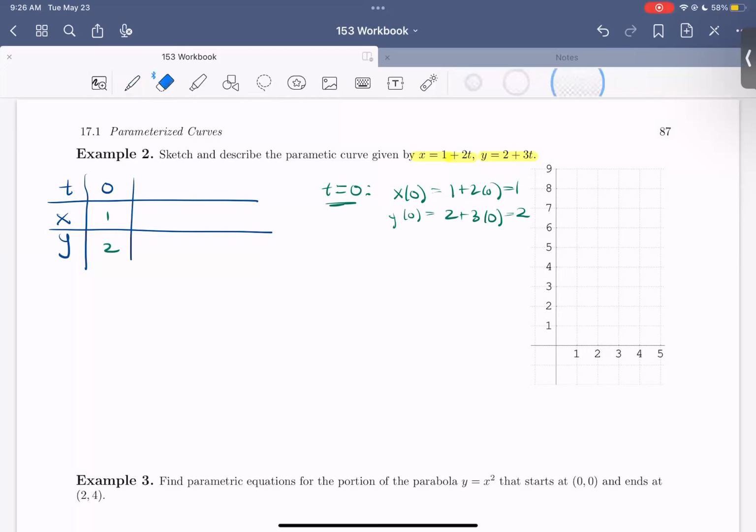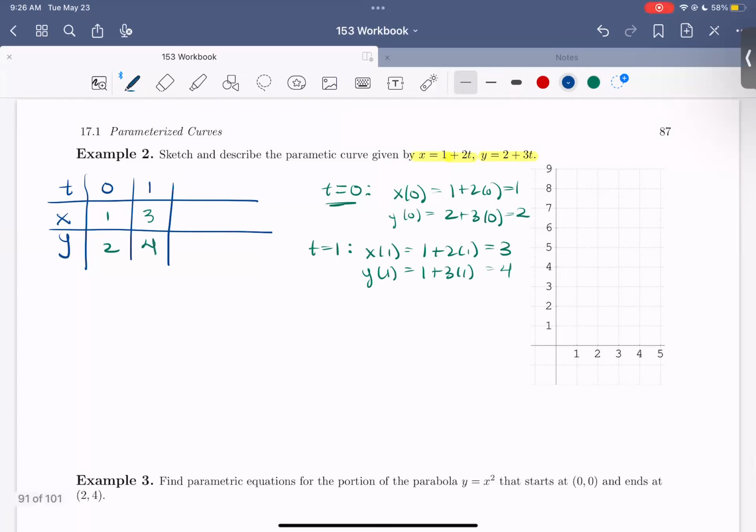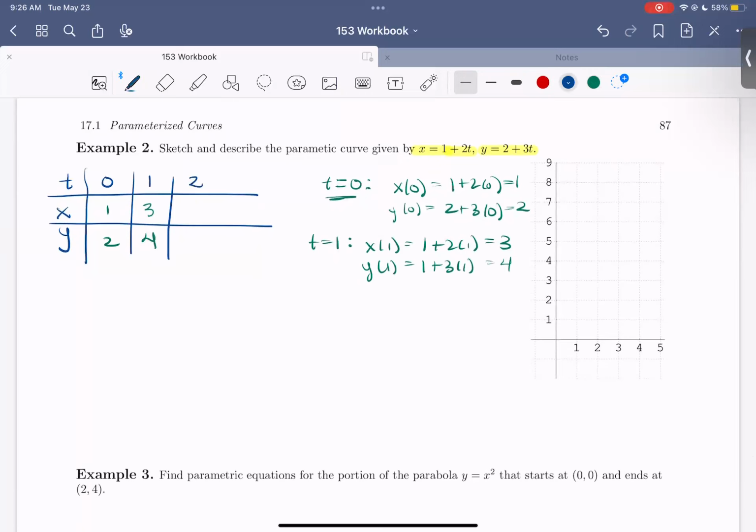So let's look at another one together. When t is 1, we're going to have x of 1 is going to be 1 plus 2 times 1, which is 3. y of 1 equals 1 plus 3 times 1, which is 4. So we'll have the point 3, comma 4. Go ahead and pause the video and work out some other values of t for yourself. Maybe when t is 2, maybe when t is -1. After you've done that, feel free to compare your work by continuing the video.